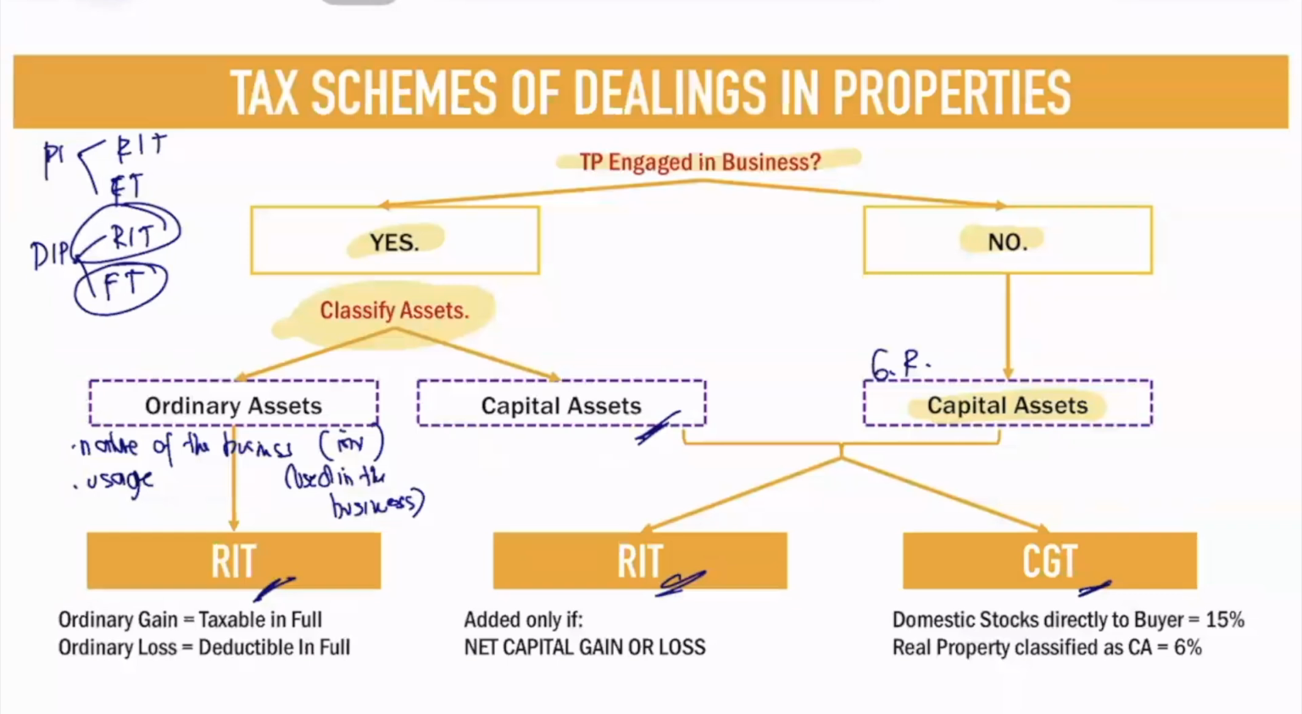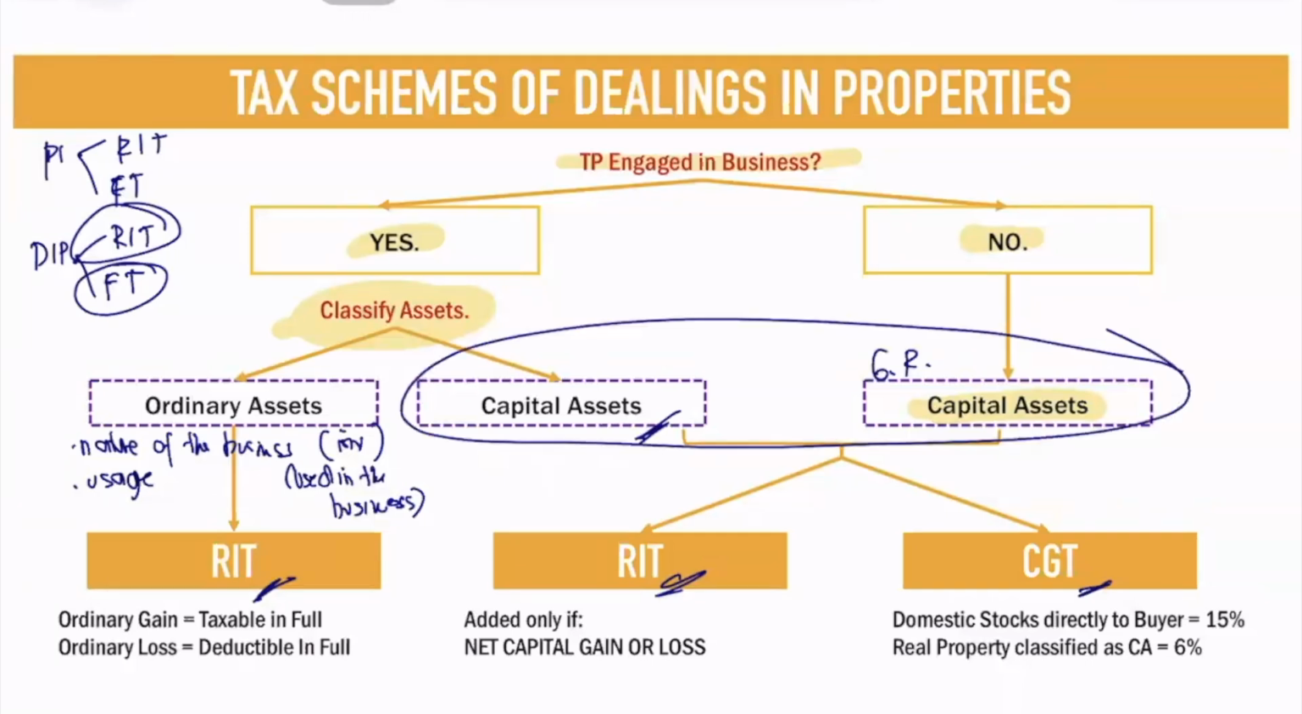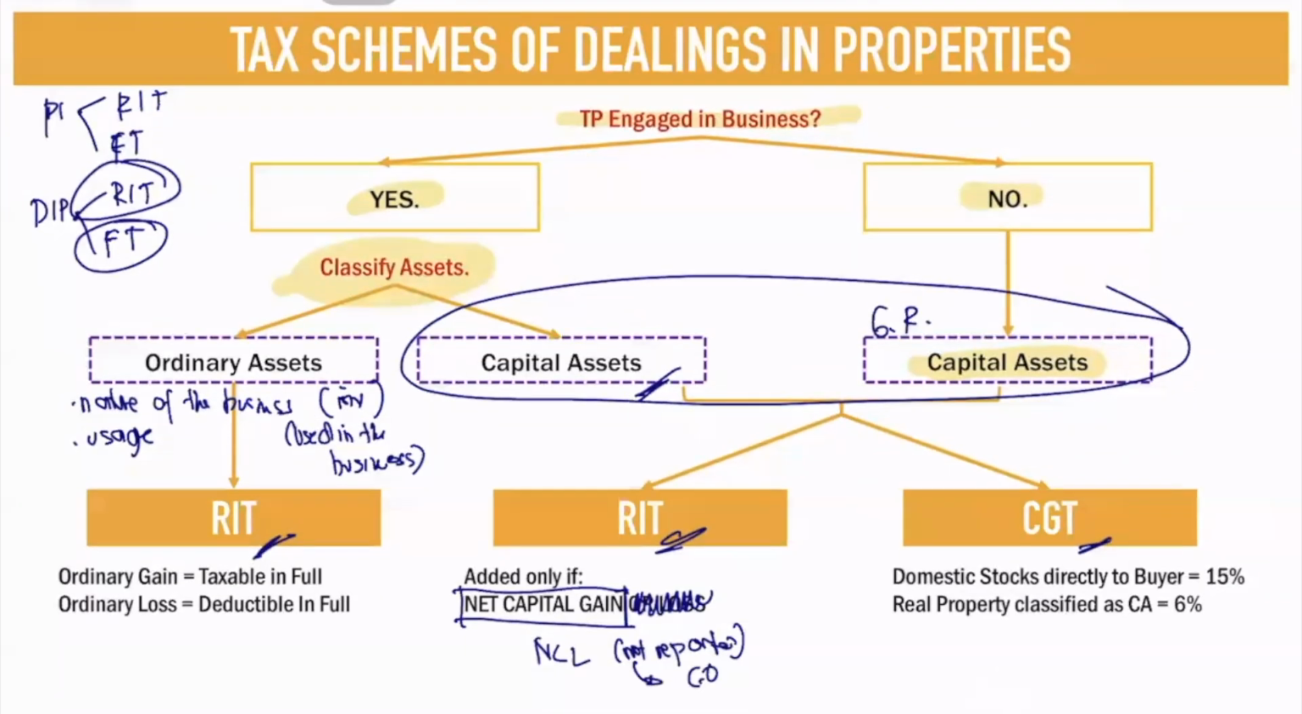Now, what if you are not engaged in business? It is purely a capital asset. Then again, determine whether it is subject to RIT or CGT. So for capital assets, whether used in business or not, then you determine if RIT or CGT. For RIT, you only add it if it's net capital gain. Add if it's net capital gain. Because if it is a capital loss, it is not reported. So what we will do here is we will only carry it over.